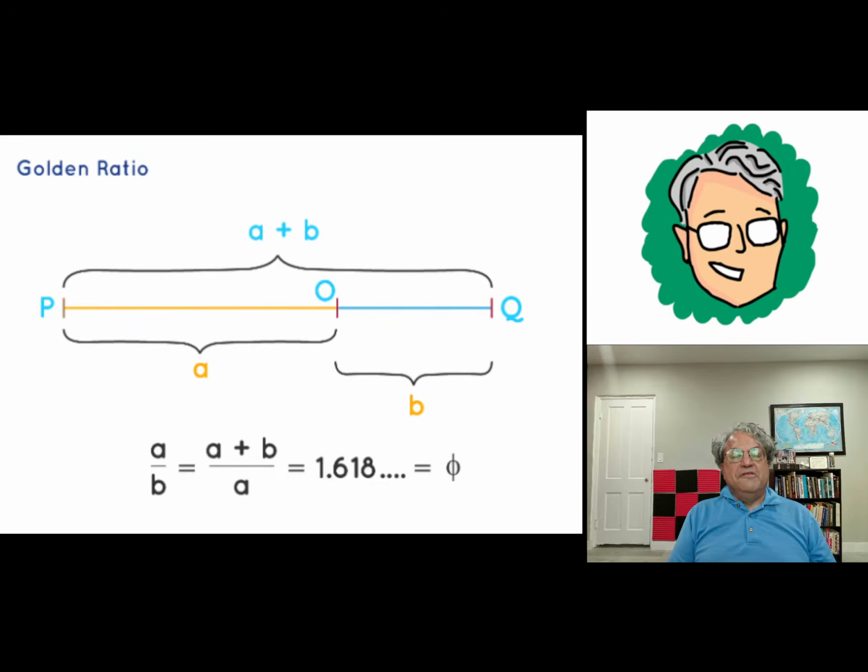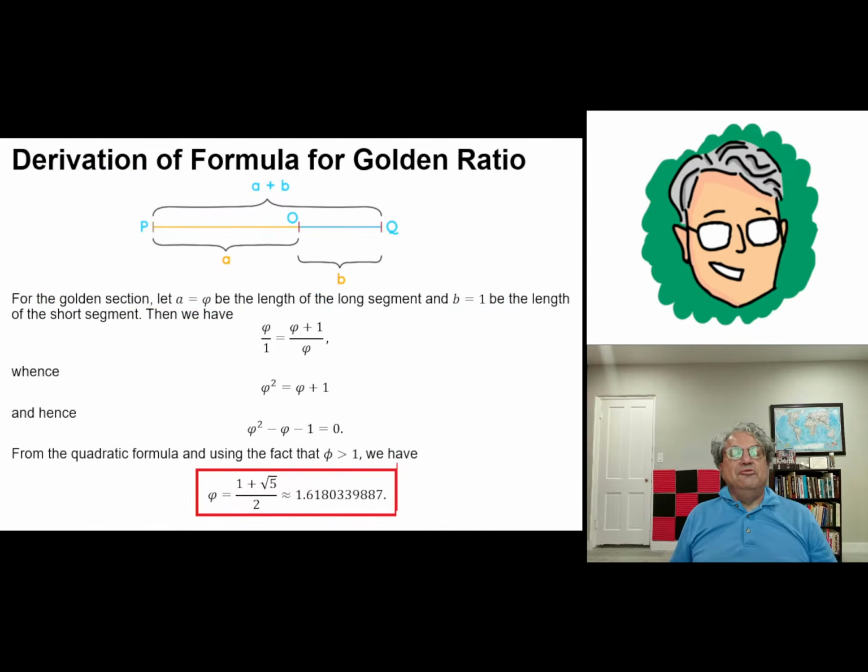Another way to say that algebraically is that A over B, the ratio of the longest segment to the shortest segment, is equal to the length of the whole segment, A plus B, over A. And it turns out that there's a unique irrational number called phi, or the golden ratio, that is equal to that ratio. It's approximately 1.618. Okay, so now I've defined the golden ratio. And you might wonder, can you calculate its exact value? It turns out you can. It's not even really that hard to do.